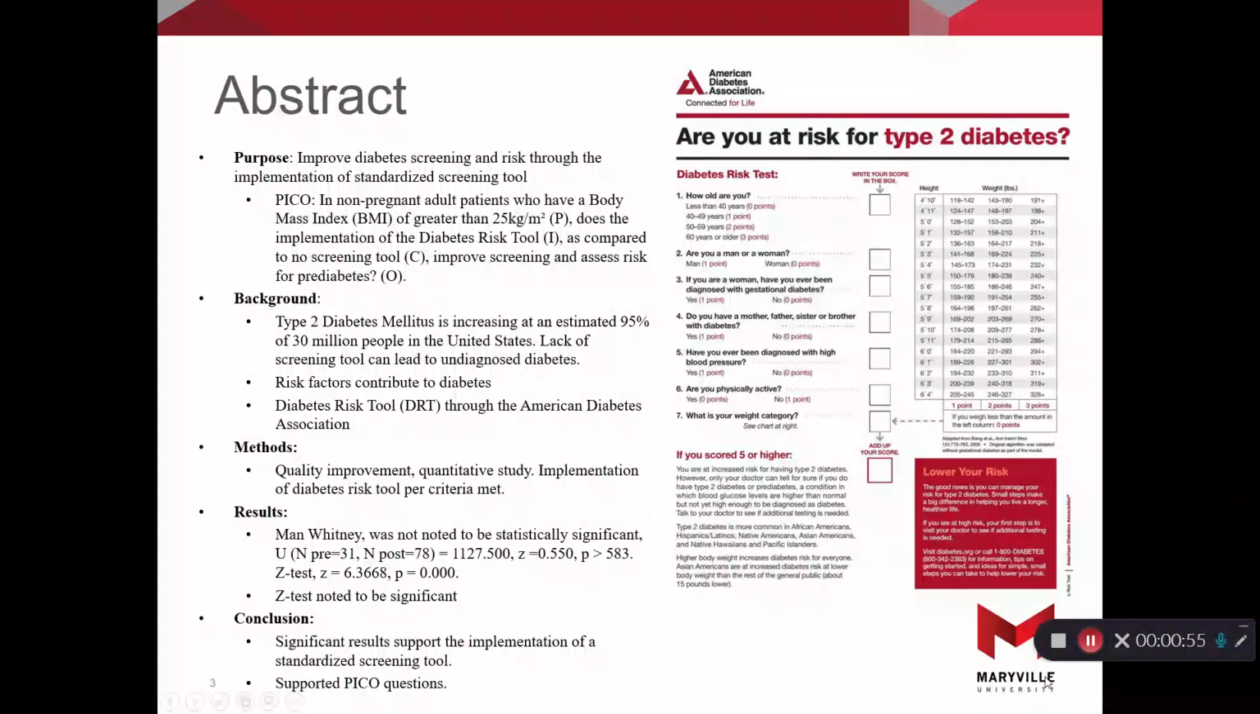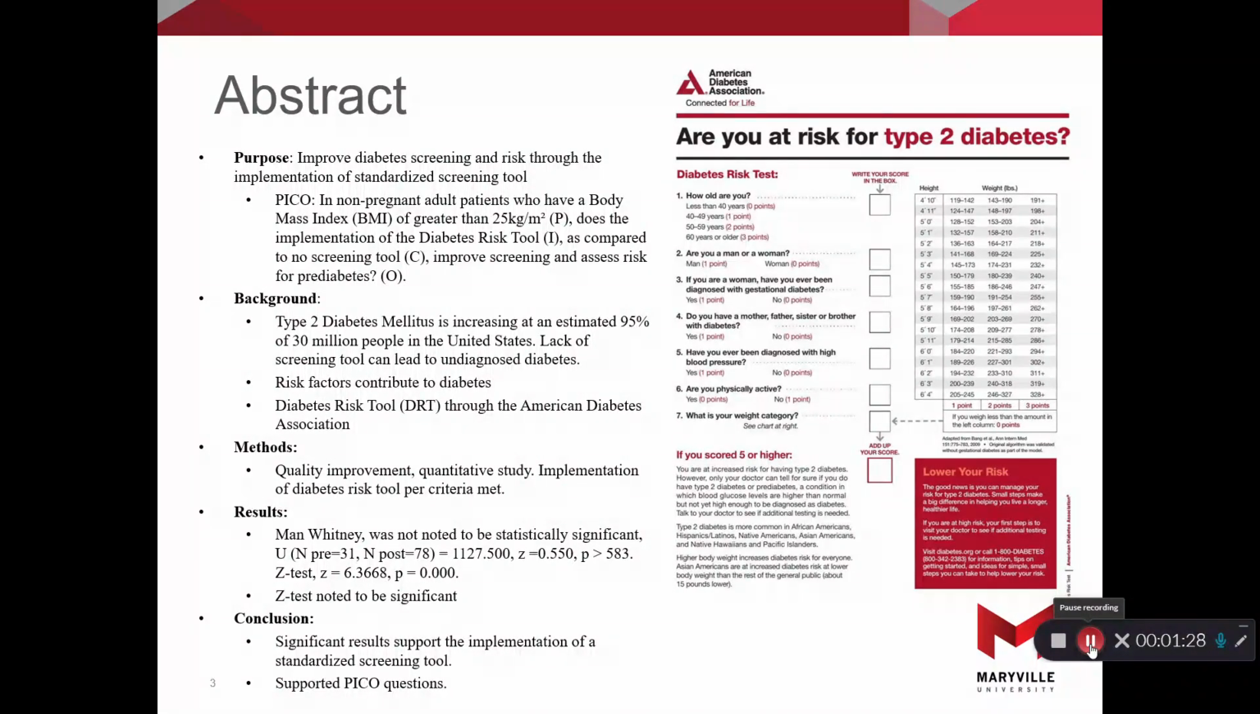To the right here we have the diabetes risk tool from the American Diabetes Association, for which permission was obtained to use it. The diabetes risk tool consists of 7 questions, which include gender, age, whether you have been diagnosed with gestational diabetes or not, family history of diabetes, history of high blood pressure, physical activity, and weight category. With these different risk factors, you have a score, and if you score 5 or higher, you are considered to be at risk, which we'll go into further detail.